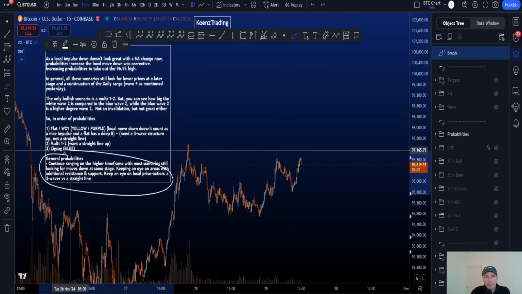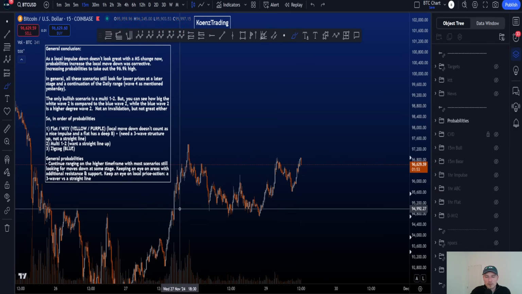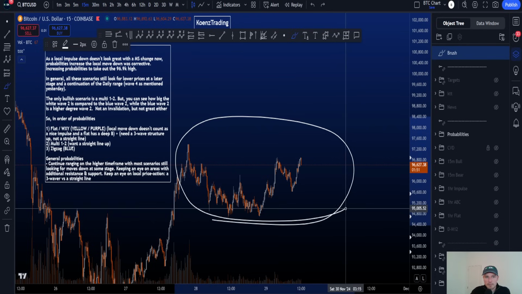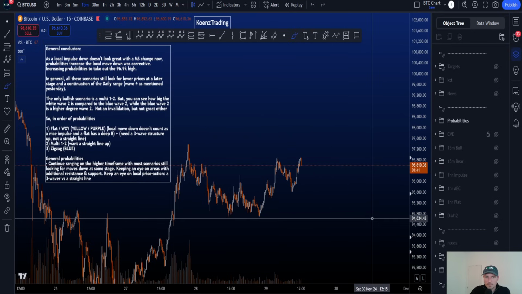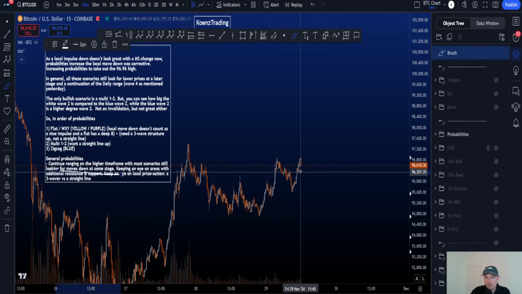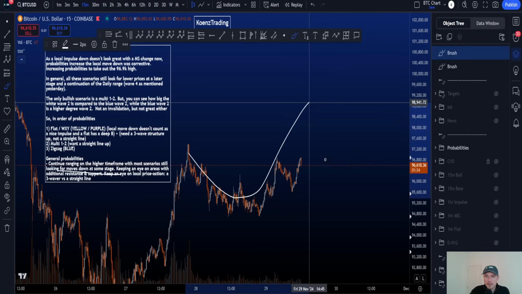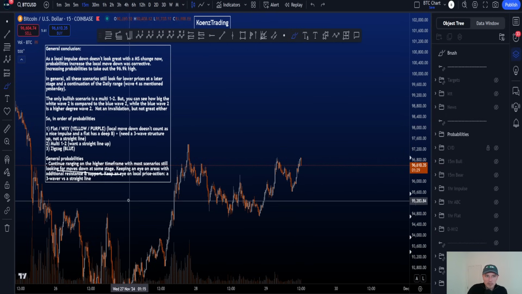Now, generally, continue ranging on the higher time frame with most scenarios, still looking for moves down at some stage. So probabilities are highest to continue ranging, right? On the higher time frame, there's a daily time frame looking for our wave 4. On the 1 hour time frame, probabilities are also still higher to continue ranging. And then we look for another move down, right? So either in the flat, A, B, C, or a bigger zigzag as well on the 1 hour time frame.